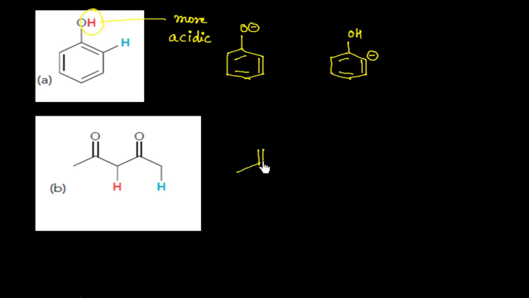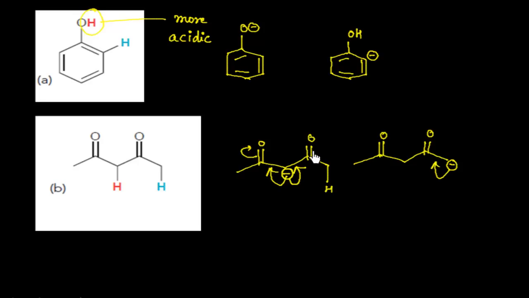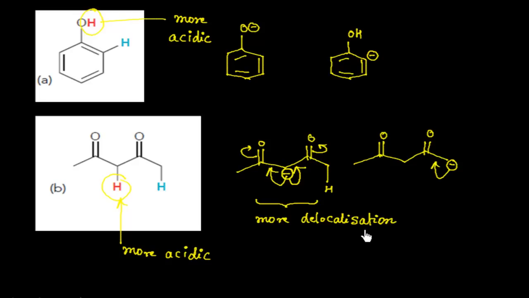Now let us say in this case, once again we can make the corresponding conjugate base. If I remove this hydrogen, I will have negative charge here, and if I remove this hydrogen, I will have negative charge here. Now in this case we have resonance, in this case also we have resonance, but the important point is that in this case we have two-sided resonance. This negative charge can be resonance stabilized on this side, and also on this side, because we have two resonating structures possible. So in this case we have more delocalization, in this case we have less delocalization. So this hydrogen is more acidic. We have resonance on both sides here, and resonance on only one side here.